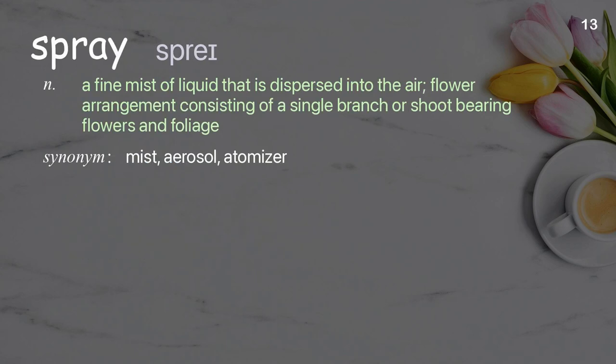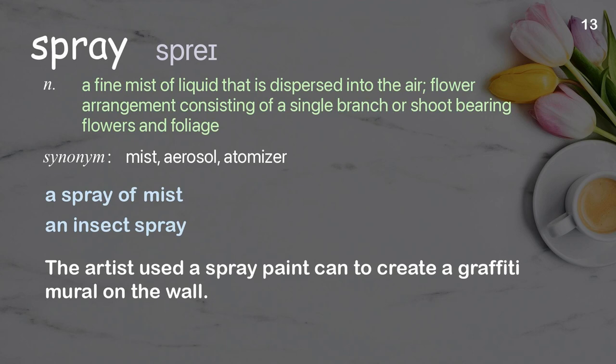Spray: a fine mist of liquid that is dispersed into the air, flower arrangement consisting of a single branch or shoot bearing flowers and foliage. Examples: a spray of mist, an insect spray. The artist used a spray paint can to create a graffiti mural on the wall.